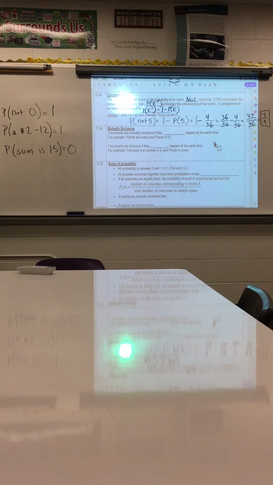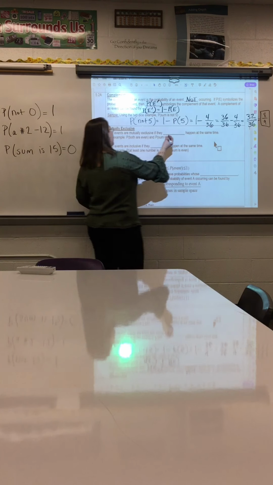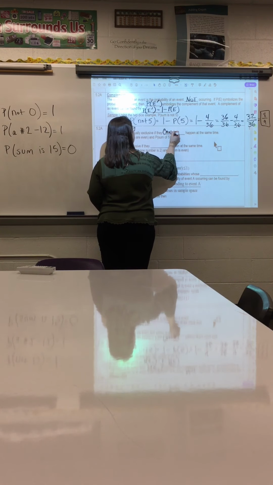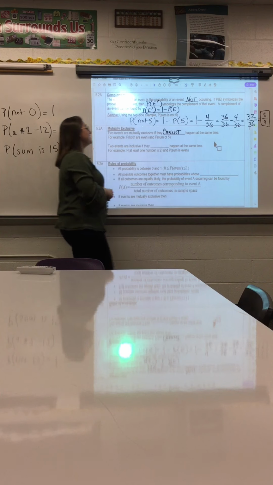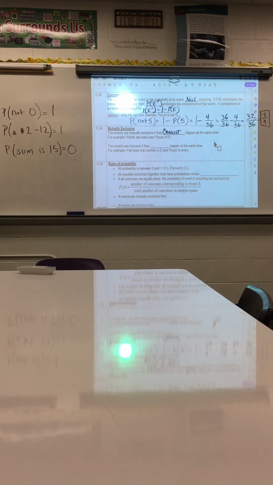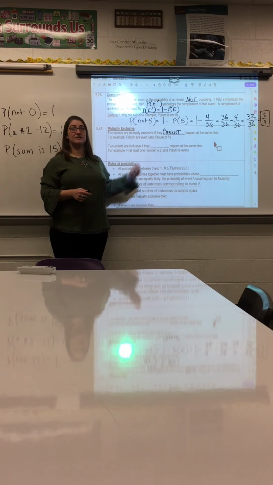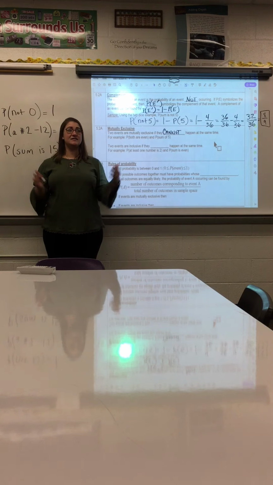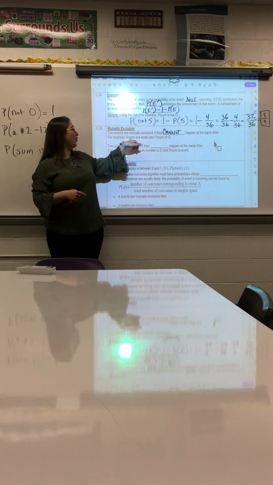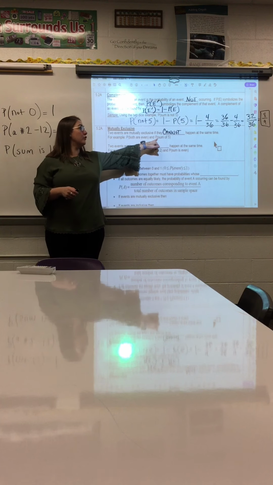So two events are mutually exclusive if they cannot happen at the same time. For example, what is the probability that both of the numbers are even and you get a sum of 5? Is there any case in those dice where both dice are even numbers and you also get a sum of 5?